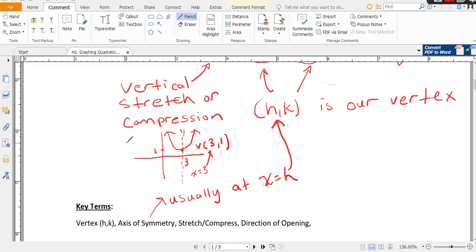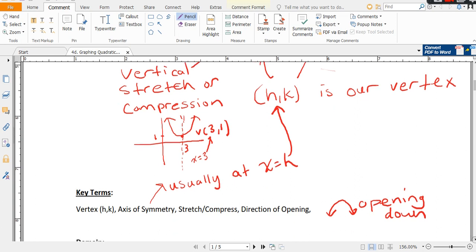Okay. Now stretch and compress, you already know. Vertex is at (h, k), and direction of opening, this implies it's opening up. This means it's opening down. Sad face is opening down, happy face is opening up. Okay. Scroll down a little bit.